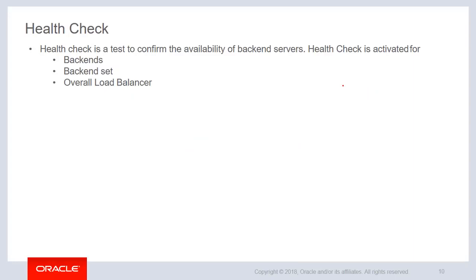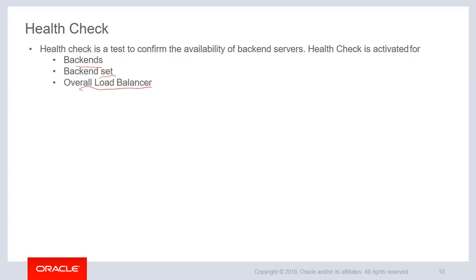There is also the health check policy. Health check, as we discussed, is a test to confirm the availability of backend servers. Health check is activated at 3 different levels. One is for the backends, because remember, your backend is basically the servers which are generating responses to HTTP or TCP traffic. There is a backend set. You combine all these backends into a logical entity called a backend set, and so you can aggregate your health check there.